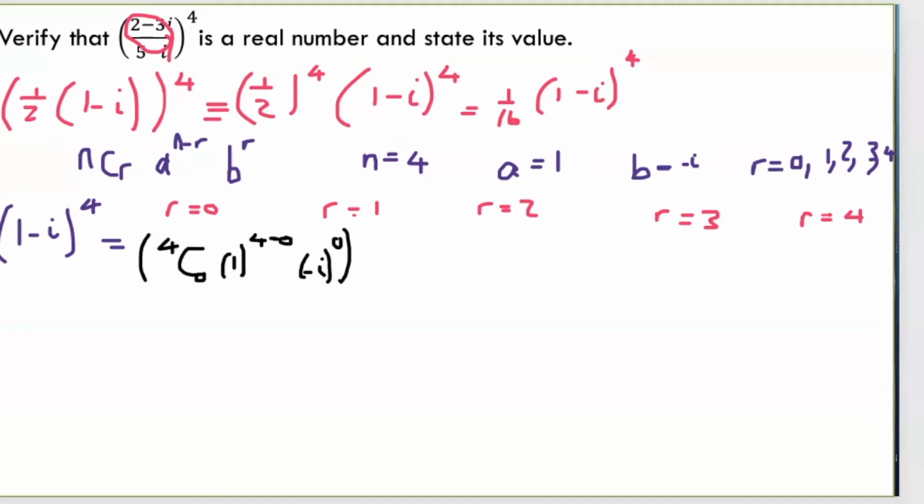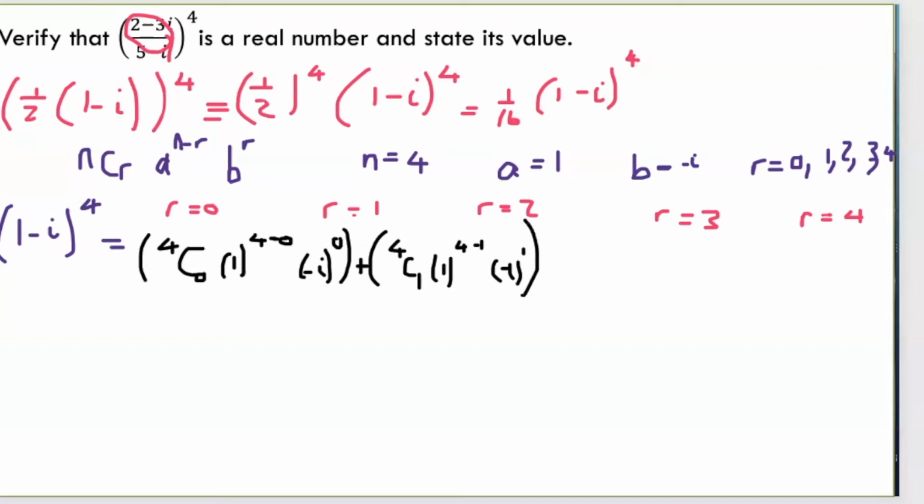Now we're going to do the same thing when r is equal to 1, but everything remains the same except r. So where I have the zeros, I will be replacing it with 1. So I will have 4c1, then I have 1 raised to the 4 minus, instead of 0, I'll have 1. So 1 raised to the 4 minus 1. Then minus i raised to the 1.